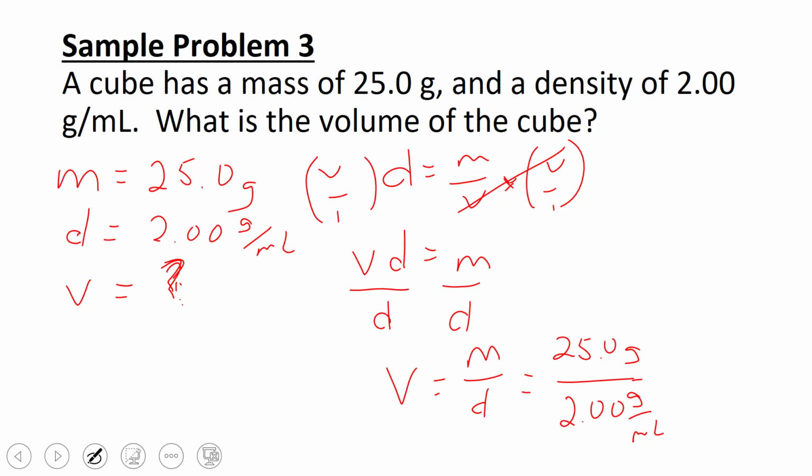Again, going back to the coaching part, check your units, see what cancels. Grams and grams cancel, leaving me with 1 over milliliters, which is milliliters. So when I take my 25 and divide by 2 in my calculator, I'm getting a volume of 12.5 milliliters. Again, I'm hoping the reflex at the end here is to check sig figs. The original mass had 3, and the original density also had 3, leaving me with an answer with 3 sig figs at the end. So I get 12.5 mL.